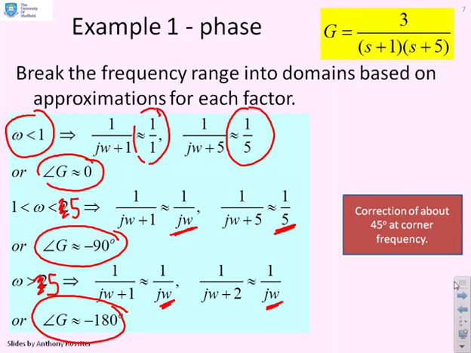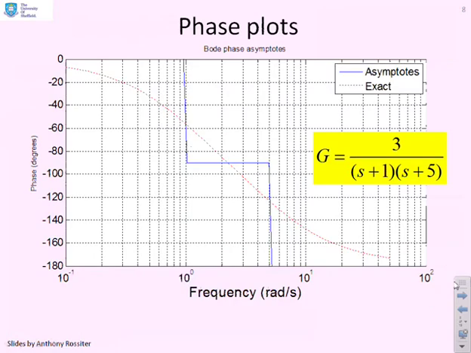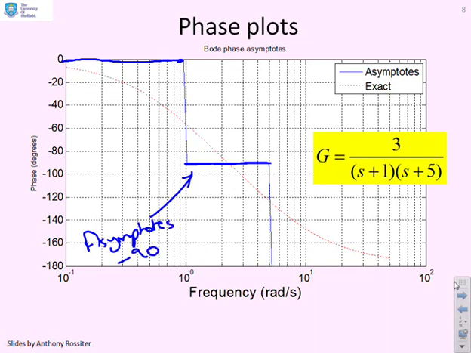So let's put those insights into my diagram, and you'll see what we've got. For low frequencies, the phase is 0. Between 1 and 5, my asymptotic approximation, now remember, this is based on asymptotes, it's not exact. Then we've got minus 90, and for large frequencies, we've got an asymptote of minus 180.